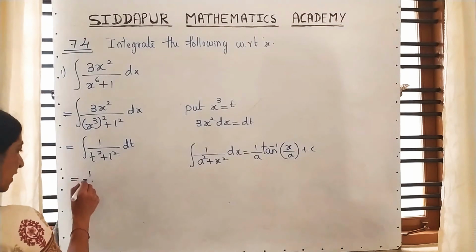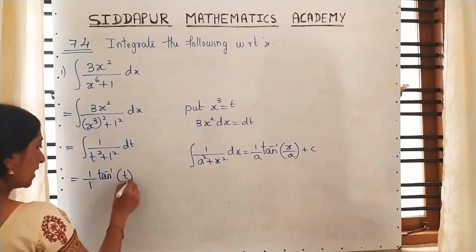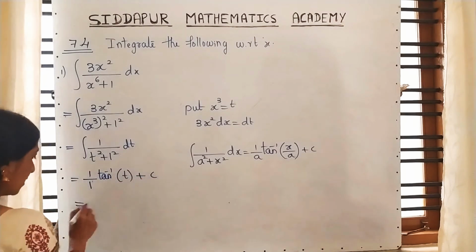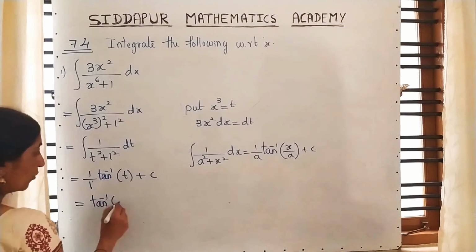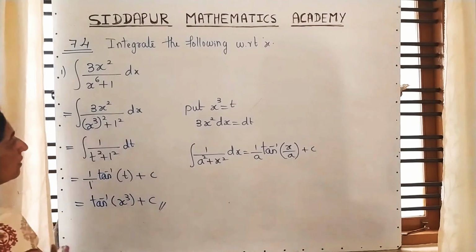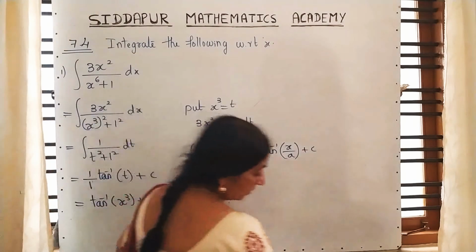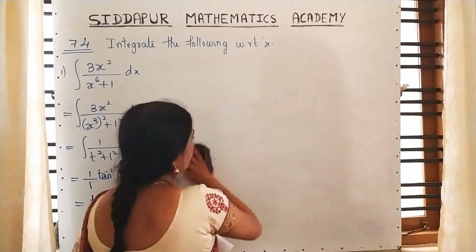1 by a is 1. Tan inverse t by a means 1 plus c. 1 by 1 is 1, no need to write that. Tan inverse t value is x cube plus c. See, is it simple or what? Yes, if you are thorough in the formula and the methods, the problems are very simple.